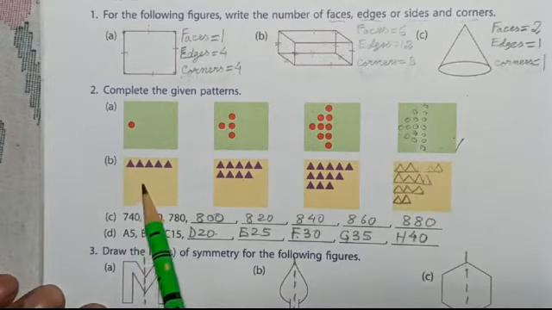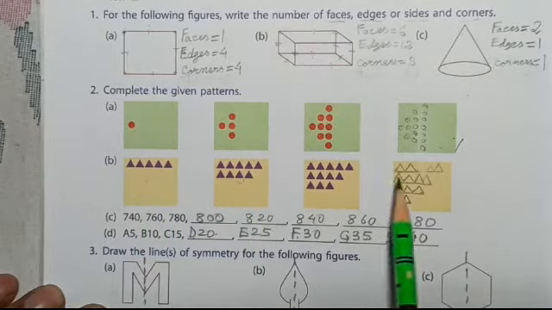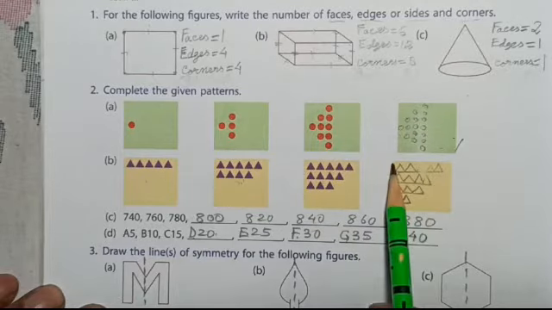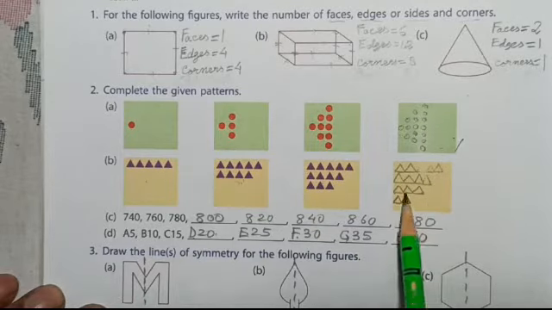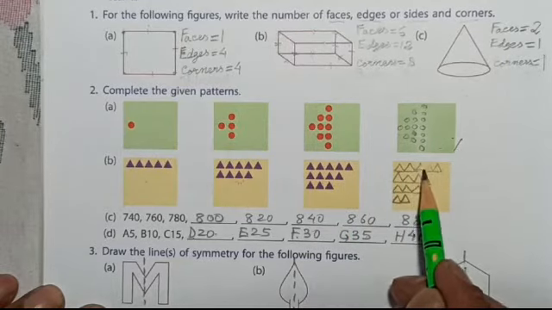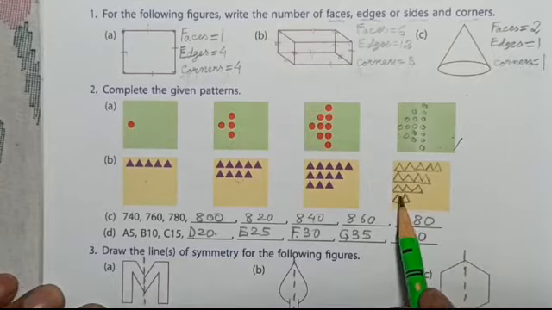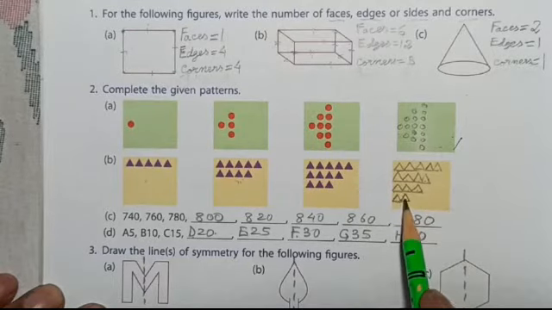Then B. Here the first figure is like that, and after this, next is this. And in this pattern, in this last box, we have to draw like that. Here, 1, 2, 3, 4, 5. And here is 4: 1, 2, 3, 4. And here is 3: 1, 2, 3. And here is 2.